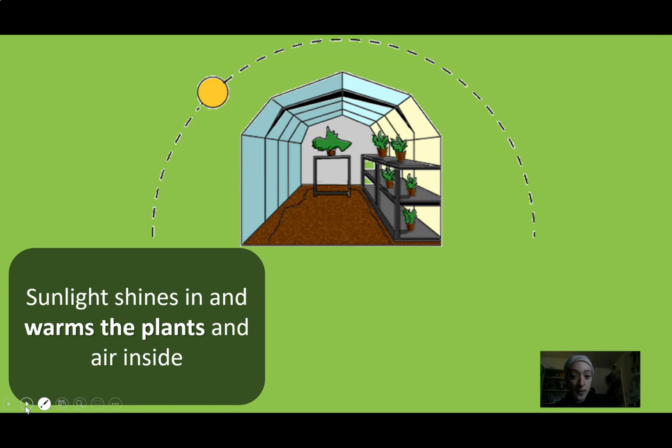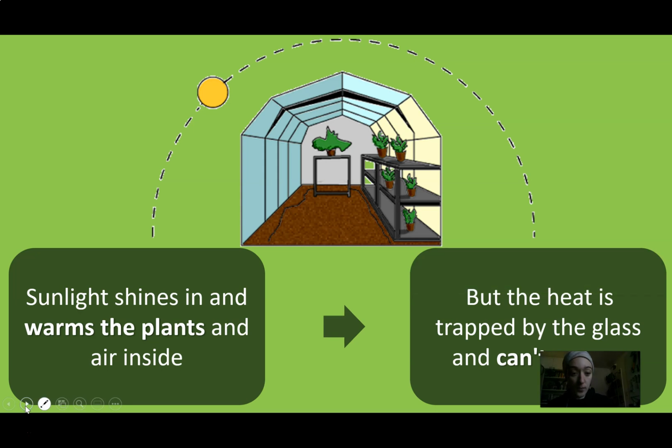Okay, so this is a view inside of a greenhouse. The important part of a greenhouse is that it's made of glass or window panes, right? Transparent sheets that light can get through. So the sunlight shines in and it warms up the plants and the air inside. But the heat is trapped by the glass and it can't escape. Some of the heat that gets in can go out, but a lot of it stays inside. Most of that heat gets trapped inside and cannot exit the greenhouse.